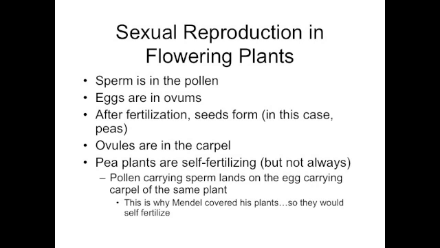Peas can be self-fertilizing or cross-fertilizing. During self-fertilization, the pollen-carrying sperm lands on the egg-carrying carpel of the same plant. In order to allow for self-fertilization, Mendel would cover his plants. This prevented the sperm of another plant from getting onto the carpel of the plant he wanted to self-fertilize.